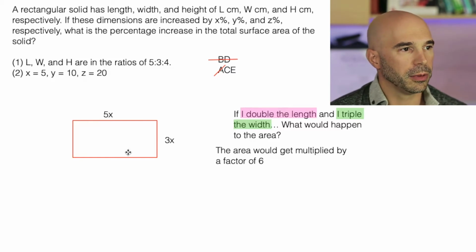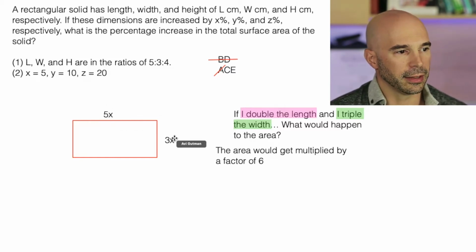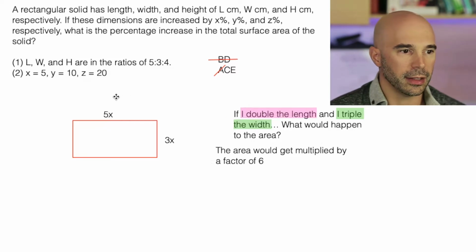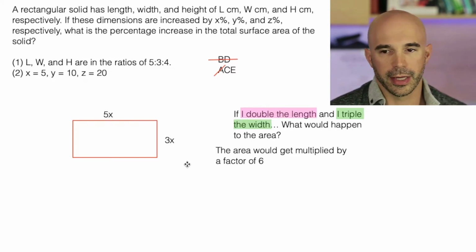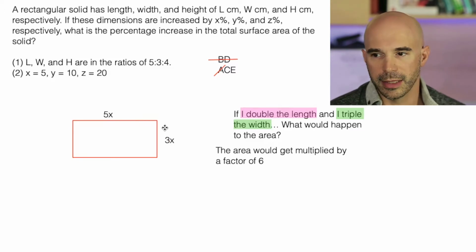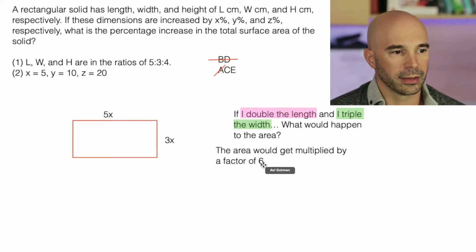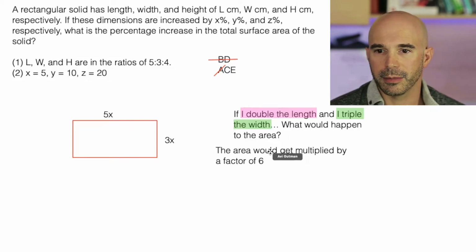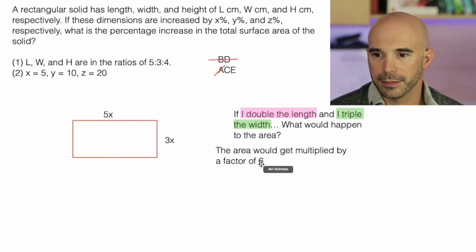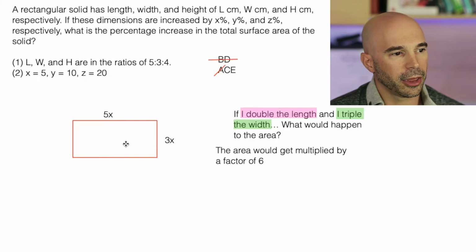I think what a lot of people would do is they would do some algebra there. They'd say the area is 15x squared, and if I double the length, that's 10x. I triple the width, that's 9x. 10x times 9x, that's 90x squared. Going from 15x squared to 90x squared, that's changing by a factor of 6. But we can sidestep all of that by understanding change factors in a multiplicative story. This is a multiplicative story because length times width equals area.